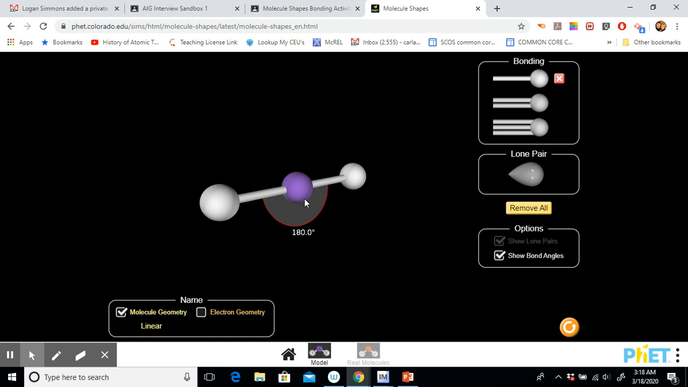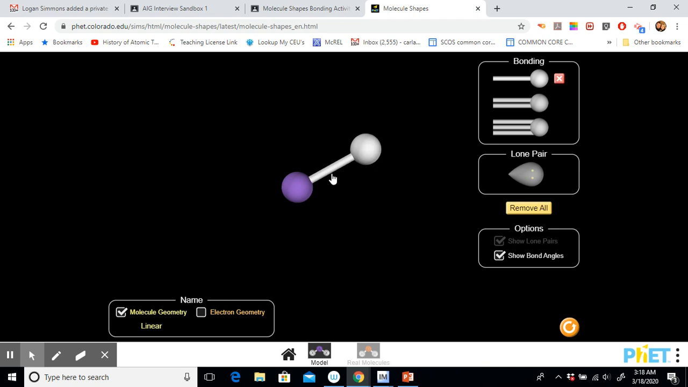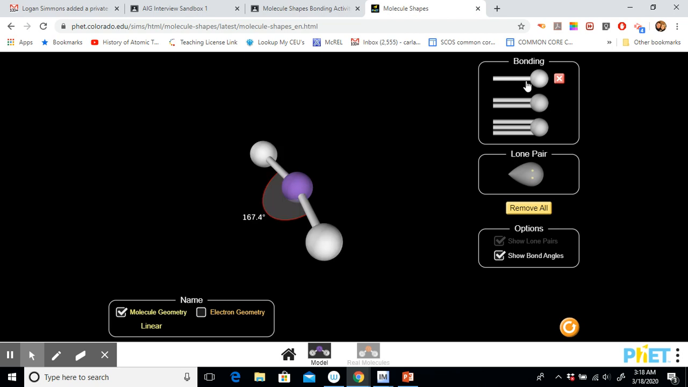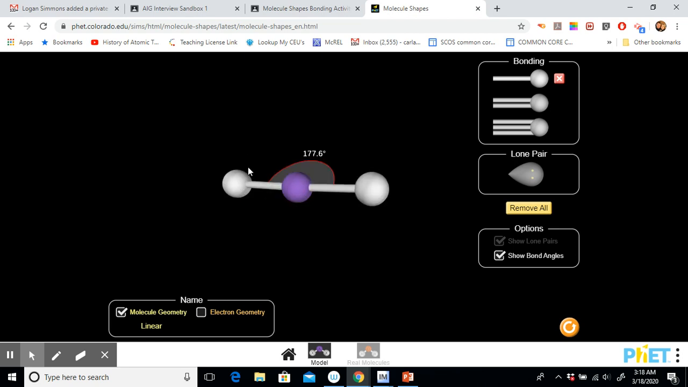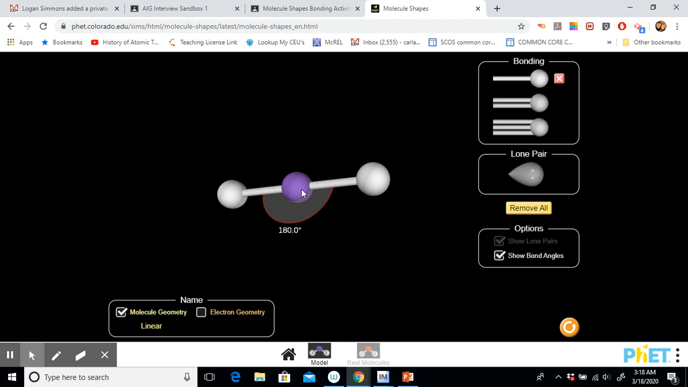Alright, so on the PhET simulator, the purple atom is your central atom, and you always classify your VSEPR shape based on what is around the central atom. If there's just two atoms, it's always called linear because this is a straight line. But once you add multiple atoms to the central atom, you start classifying it based on what is around the central atom.